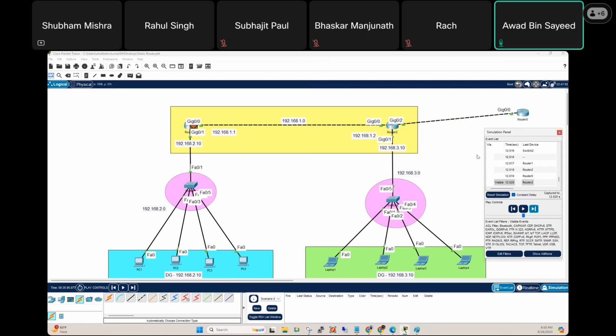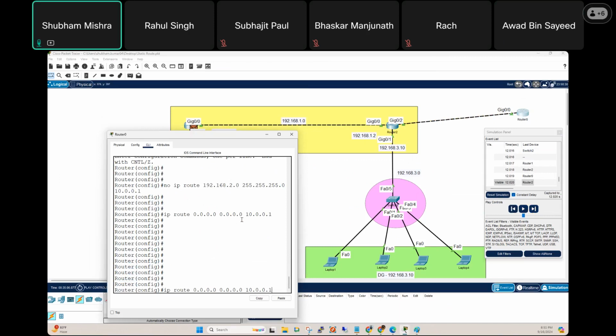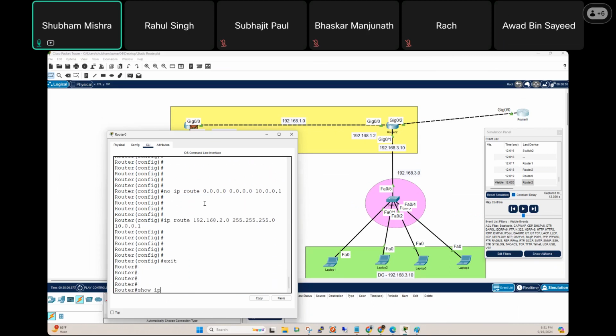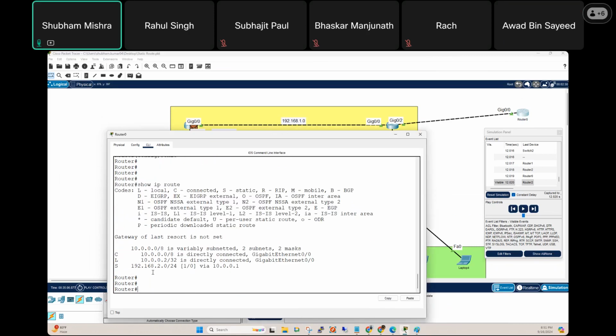That route is there on this router, Router 3. You are telling just remove it, right? You will configure this one, right? Okay, done. I implement it. So IP 2.0 network route is there. See, default route I remove it, right? So only there is static route. Clear?